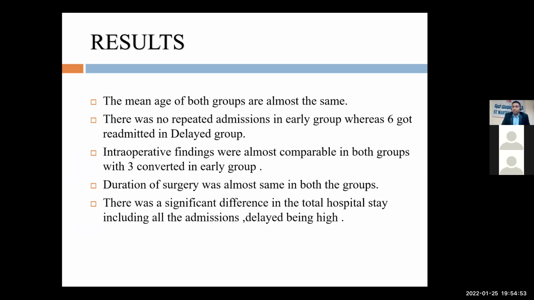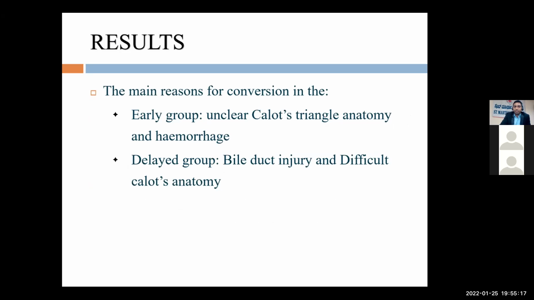So, coming to the results of my paper. The mean age of both groups is almost the same. There were no repeat admissions in the early group, whereas 6 got readmitted in the delayed group. The intraoperative findings were almost comparable in both groups, with 3 converted in the early group. The duration of surgery was almost the same in both the groups. There was a really significant difference in the total hospital stay, including all the admissions, the delayed being very high.